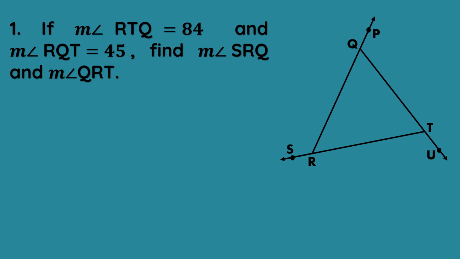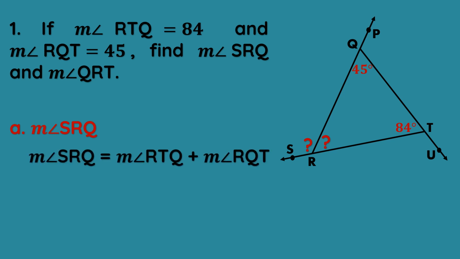If the measure of angle RTQ is 84 and the measure of angle RQT is 45, let's find the measure of angle SRQ and the measure of angle QRT. Let's find first the measure of angle SRQ. Angle SRQ, based on the figure, is an exterior angle whose two remote interior angles are the two given angles, which are angles RTQ and RQT. Therefore, the sum of these two remote interior angles is equal to the exterior angle, angle SRQ.